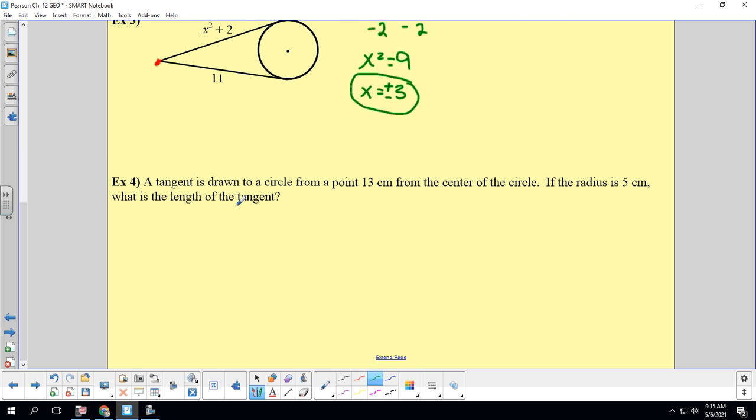All right, let's look at this example 4. A tangent is drawn to a circle from a point 13 centimeters from the center of the circle. Oh, you know I'm a visual learner, and I'm going to need that. Let's get it out of my problem. Okay, so here's the circle. A point 13 centimeters from the center of the circle.